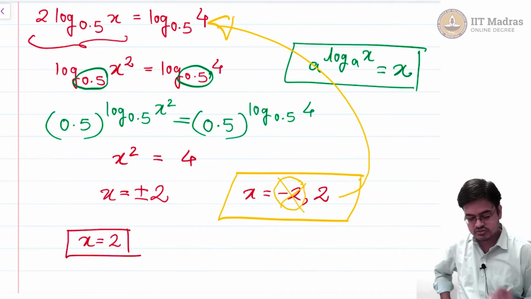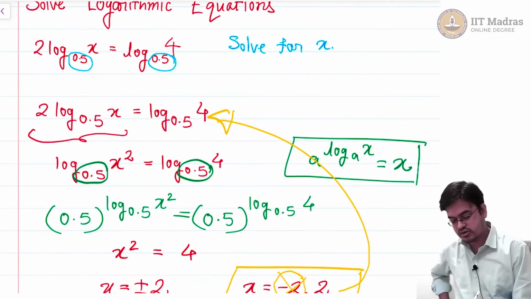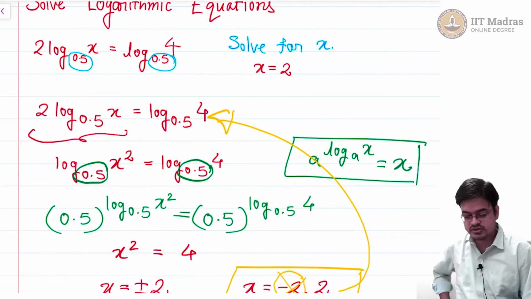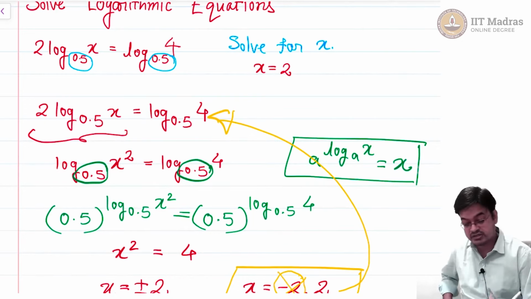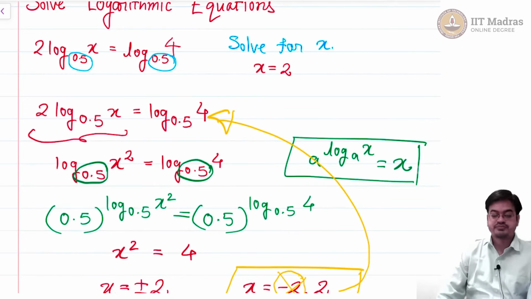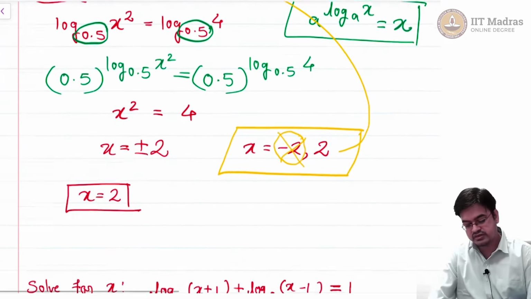This is the solution for the logarithmic equation which we are finding. So solve for x, the answer will be x is equal to 2. You can simply substitute it here and check. You put in 2, 2 square is 4 and log to the base 0.5 of 4 is equal to log to the base 0.5 of 4. What if you put minus 2? This is not valid. Correct? So this way you have to verify once you get the final answer.